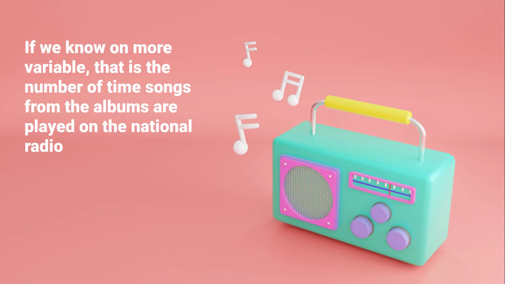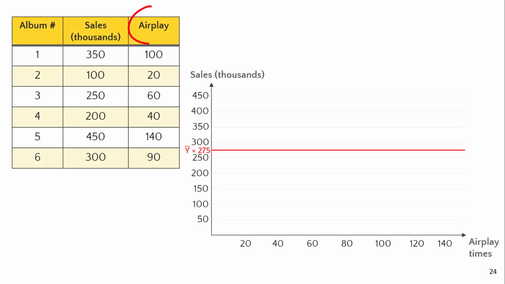Now, suppose we happen to know one more variable, airplay. We want to predict the sale of albums based on the number of songs from albums being played on a prominent national radio the week before release. We will create a simple regression based on these two variables, sales and airplay.